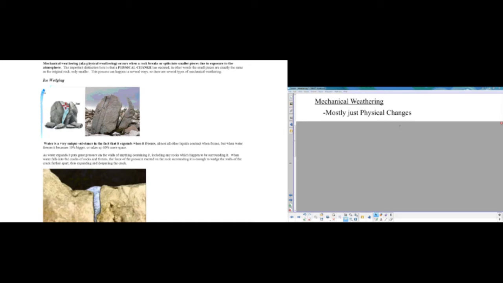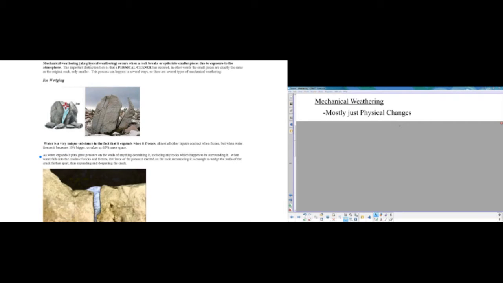What we have here is a nice little picture of ice wedging. Water is a very unique substance in the fact that it expands when it freezes. Almost all other liquids contract when frozen. Contract means get smaller. But when water freezes, it becomes 10% bigger, or takes 10% more space. This is unique to water.